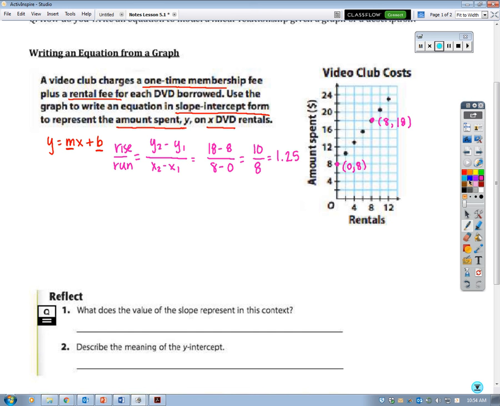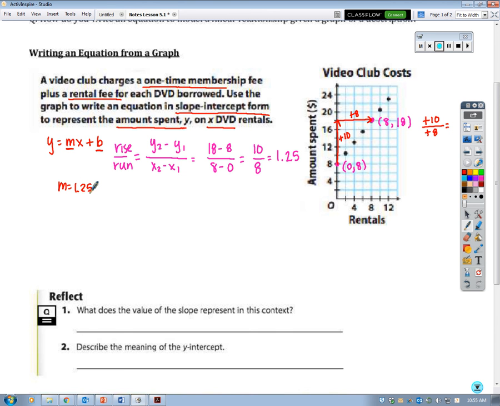Could I have just counted my graph? Yes, I could have just counted my rise and run here. So from this point to this point, I went from 8 to 18. That's a positive 10. And then I went from 0 to 8 for my run, and that's a plus 8. So again, that's the plus 10 over plus 8. So that gives me the same slope, right? My rise over run. So now I've got my m.